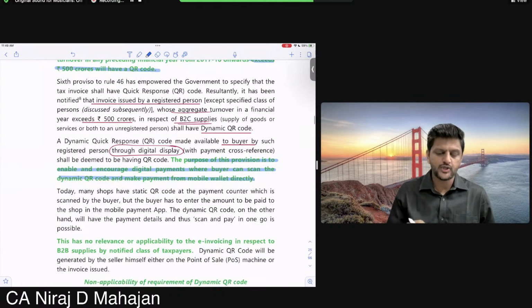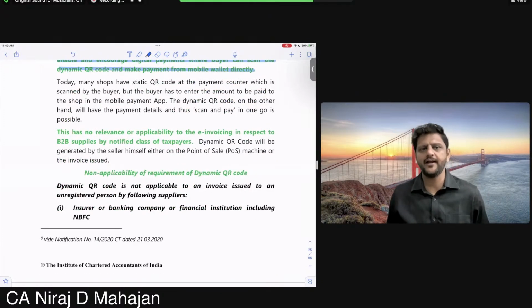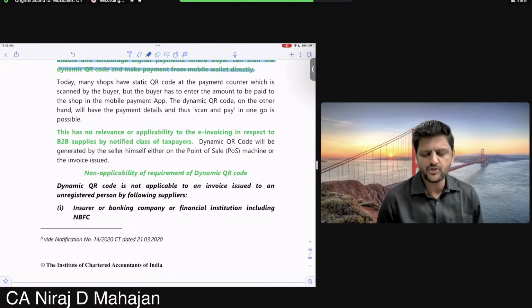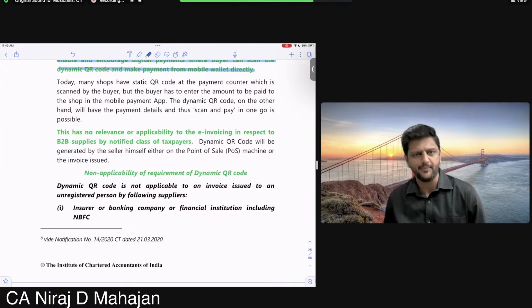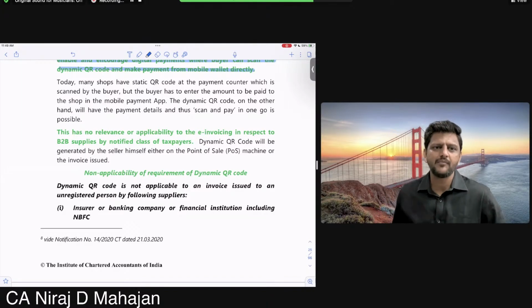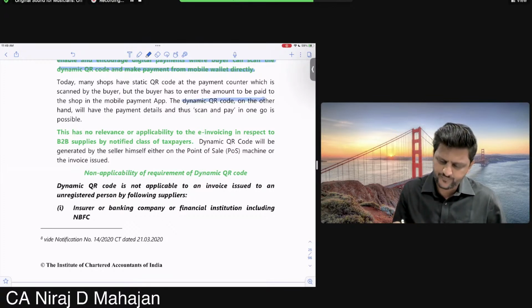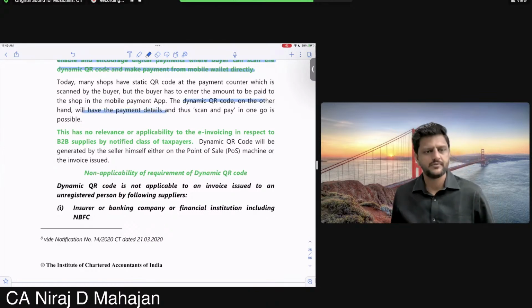Today, many shops have a static QR code, not dynamic. Static means you have to make the entry at the payment counter, which is scanned by the buyer, but the buyer has to enter the amount to be paid to the shop in the mobile payment app. The dynamic QR code, on the other hand, will have the payment details, है ना? And thus scan and pay in one go is possible.